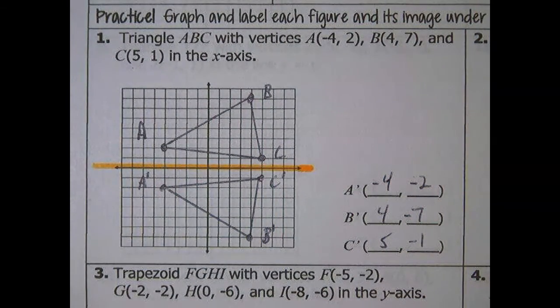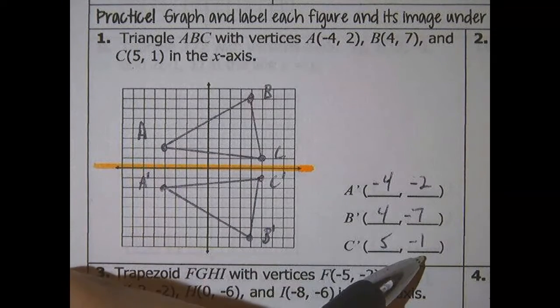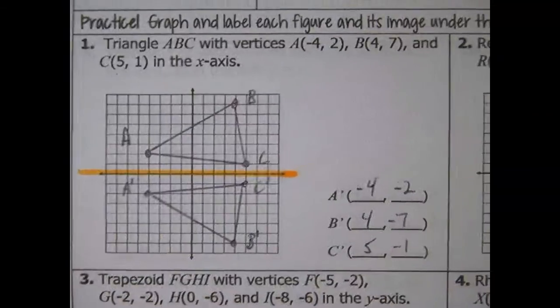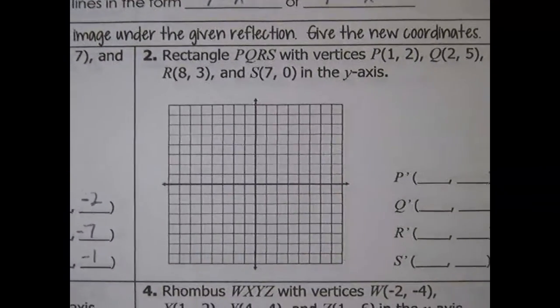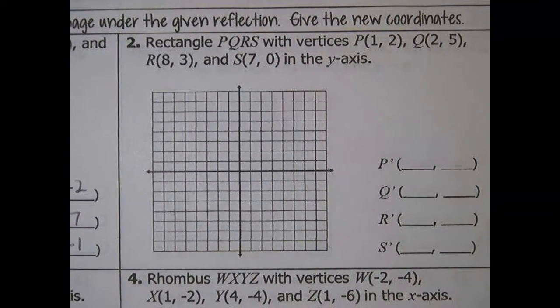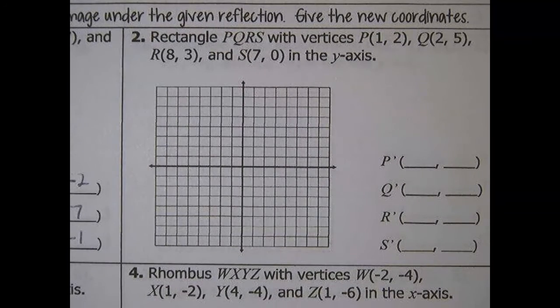So the x-coordinates didn't even change when we reflected over the x-axis, did they? Only the y-coordinates changed, and they didn't just change randomly, they became the exact opposite. Let's see what happens when we do a reflection over the y-axis. Okay? So why don't we try to do the same thing.